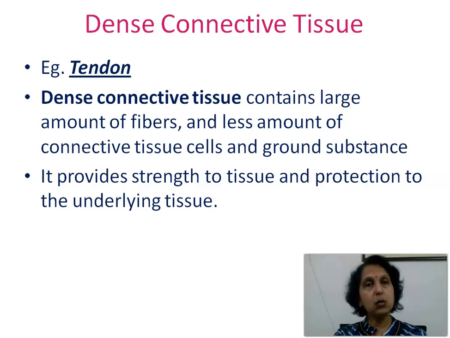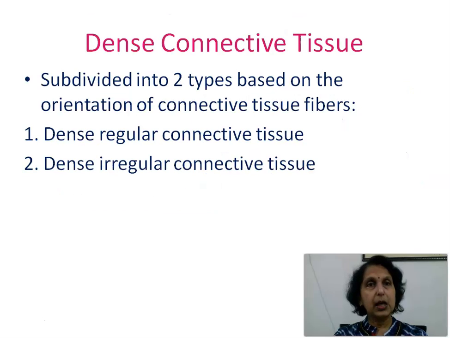Let us now go on to see the dense connective tissue. Example here, what we study is a slide of tendon. Dense connective tissue contains large amount of fibers and less amount of connective tissue cells and ground substance. It provides strength to the tissue and protection to the underlying tissue. Dense connective tissue is subdivided into two types based on the orientation of the connective tissue fibers.